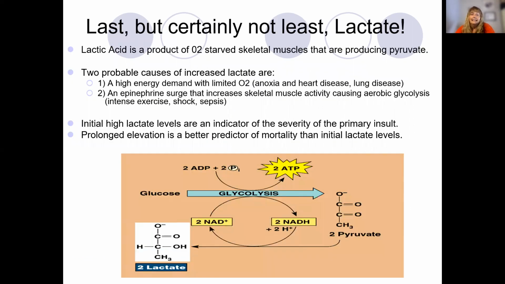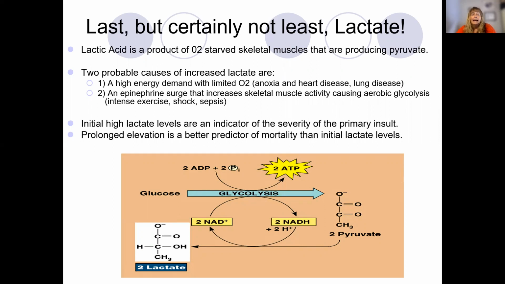And last but not least on our electrolyte journey, we have lactic acid, also lactate. Lactic acid is produced by the starvation of skeletal muscles that are producing pyruvate. Two probable causes of increased lactate are a high energy demand of the patient with limited oxygen, such as anoxia and heart disease or lung disease, or an epinephrine surge that increases the skeletal muscle activity, aerobic glycolysis, such as people with intense exercise, patients with shock or sepsis.